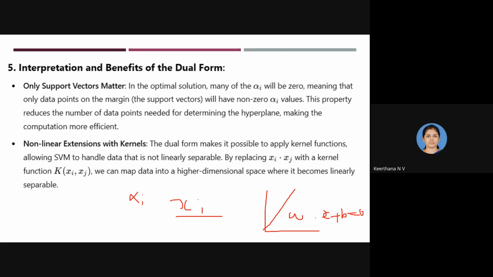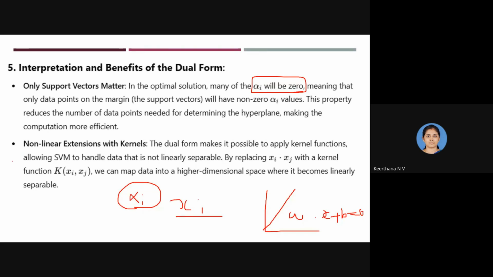In the optimal solution, many alphas will be zero. While considering the Lagrangians, it should not be zero, but while interpreting the SVM, there is a possibility that alpha i will be zero. It means that the data points will be lying on the non-zero values. If this property exists, it shows that it will not surely give you the optimal solution.